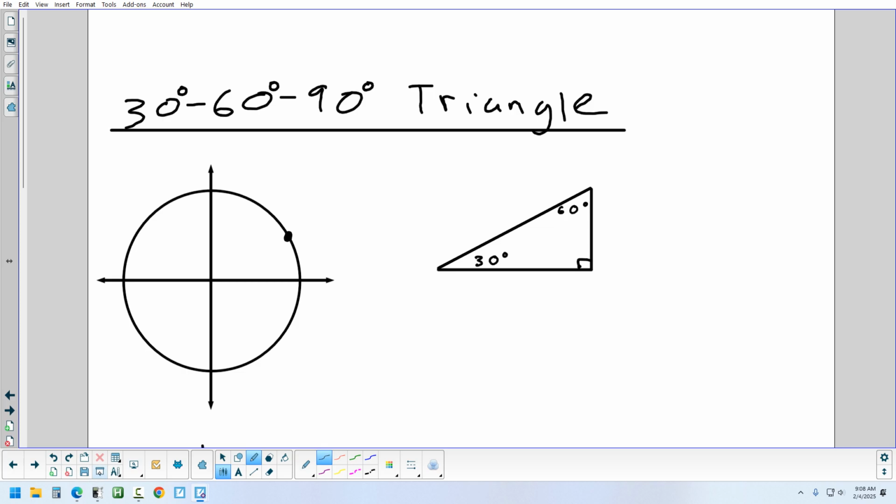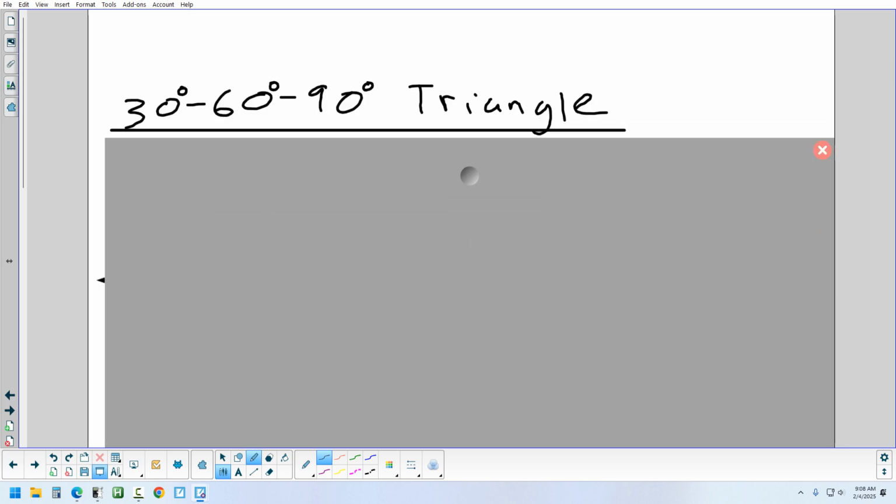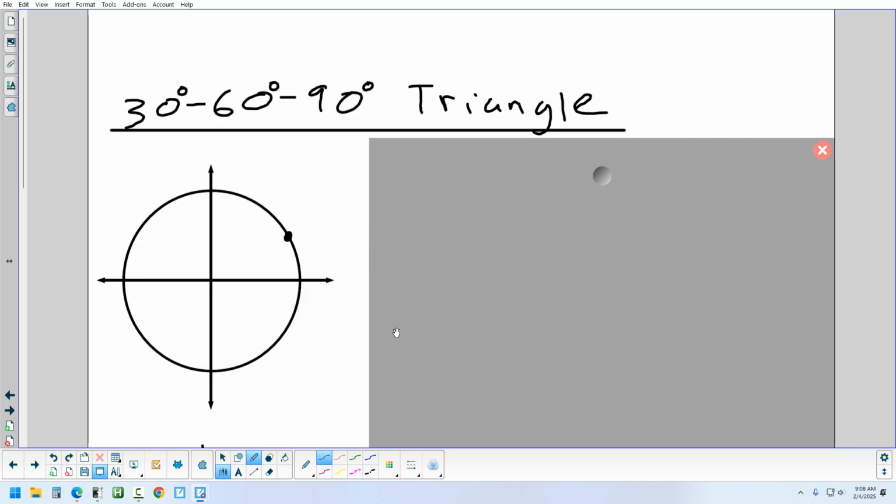So let's start with the 30. Here's 0. Here's 90. So what I want to do is go 30 degrees. The whole quadrant is 90. 30 is like a third of it, so it's less than half.